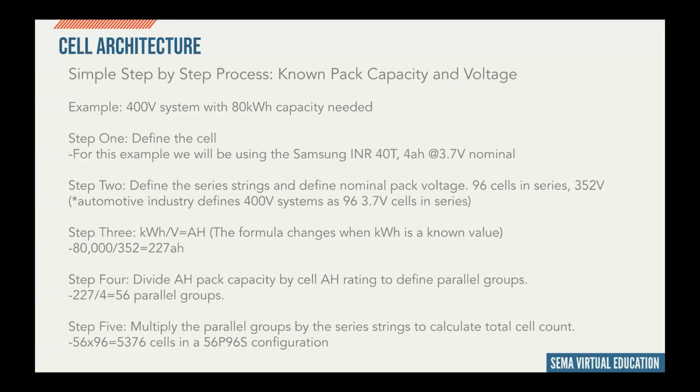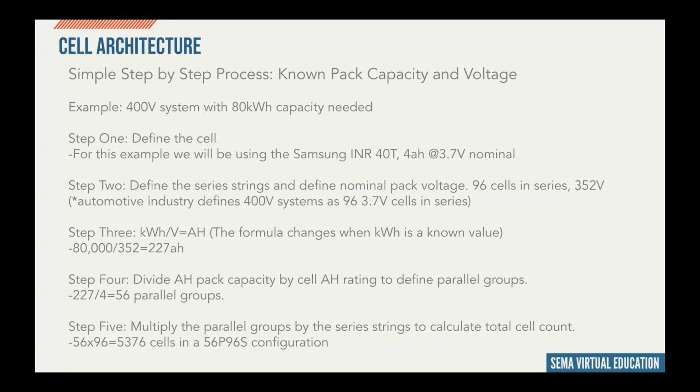That's what we need. So step four, take those 227 amp hours of total pack capacity and divide by our cell amp hour rating, which is 4 amp hours, to define our parallel groups. So 227 roughly divided by 4, the closest even number is 56. So we're going to have 56 cells in parallel and 96 cells in series.